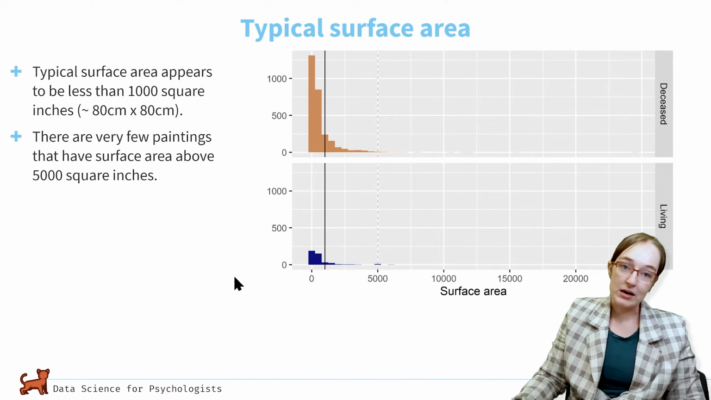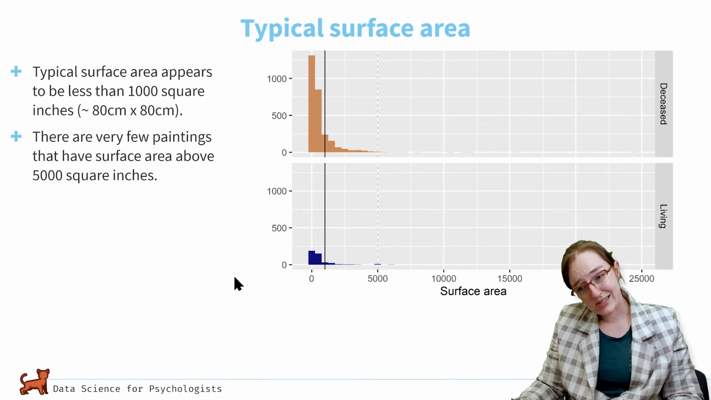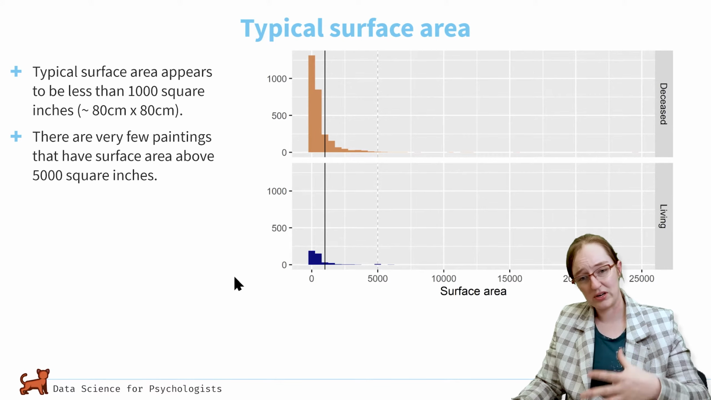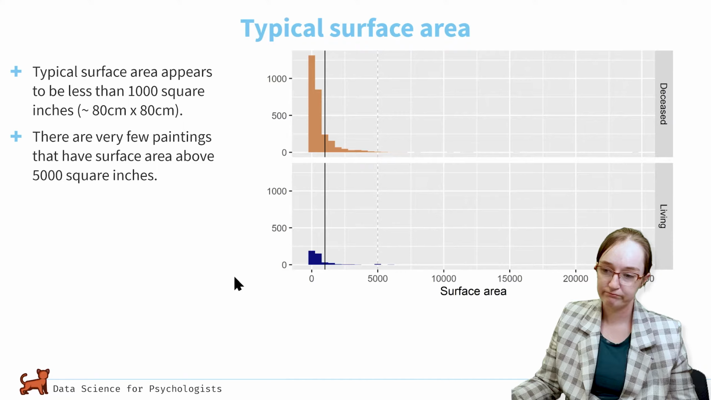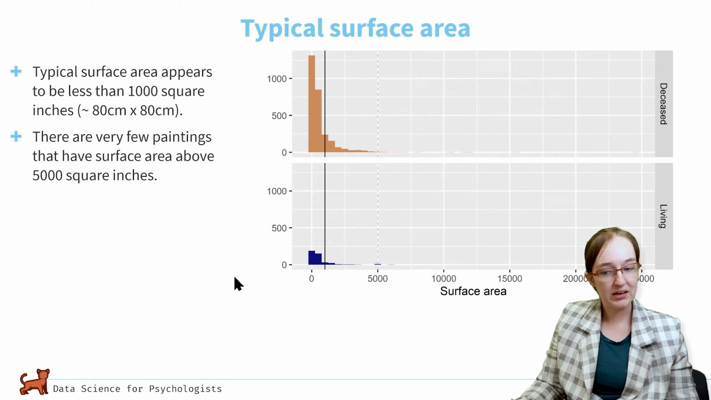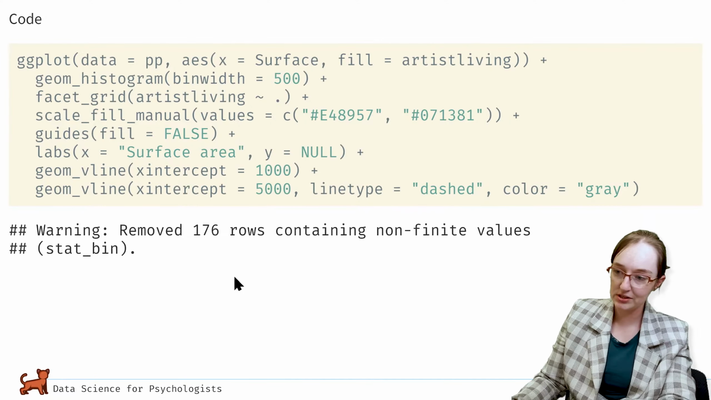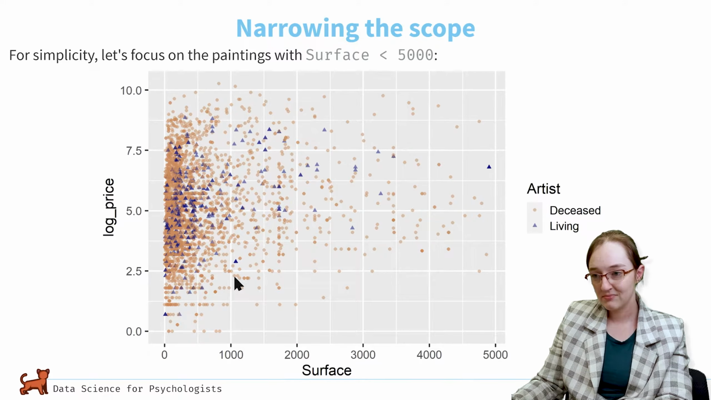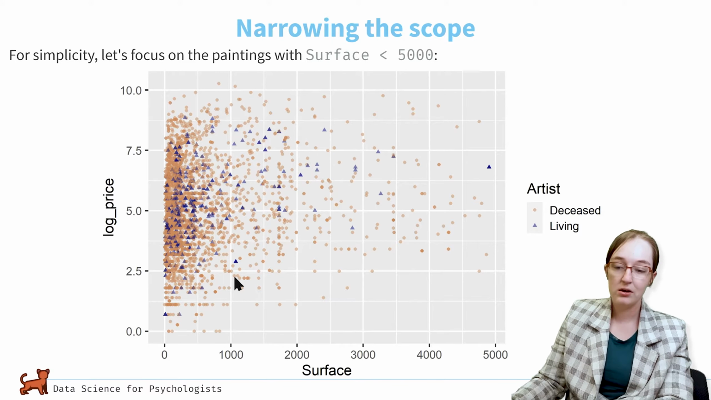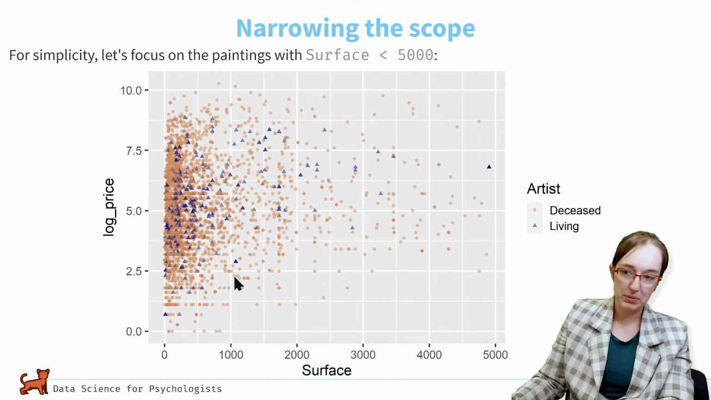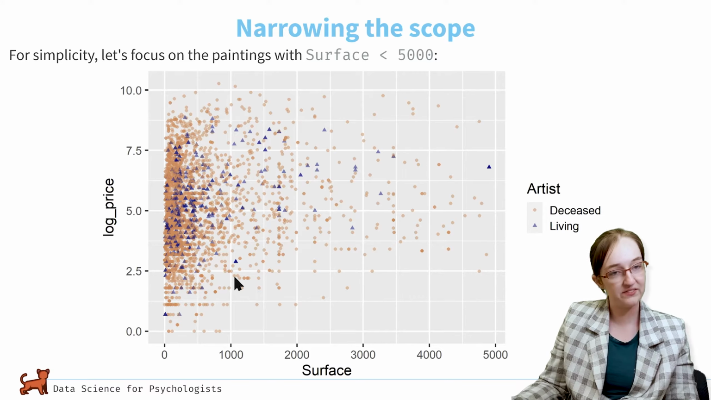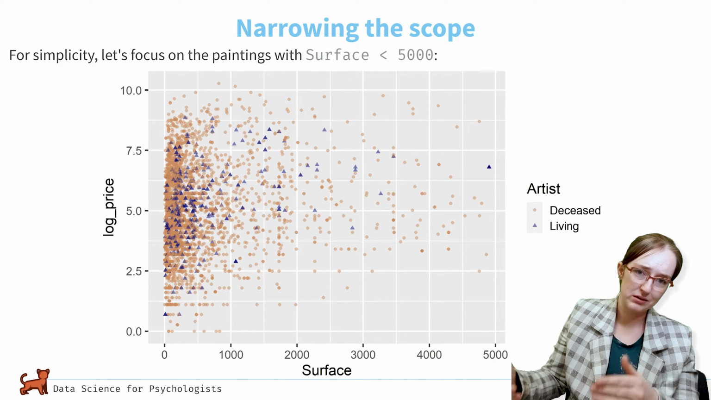I'm not one to throw out data, but for the sake of this exercise and not having to deal with the more extreme cases, we're just going to focus on these. Now, there's really almost nothing above 5,000 square inches, but for the sake of our sanity, we're going to subset. Here's the code to make the plots in case you're curious. We faceted. All right, so for simplicity, we're going to focus only on paintings with a surface area of less than 5,000. It gives us a little more zoom in.